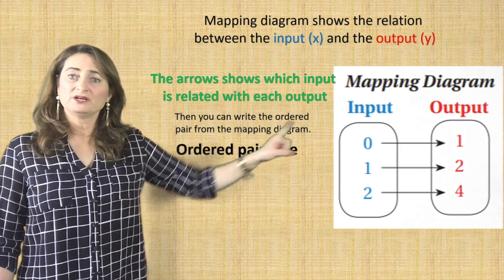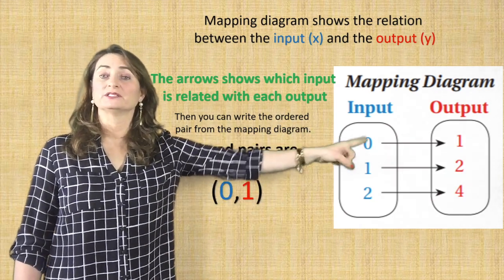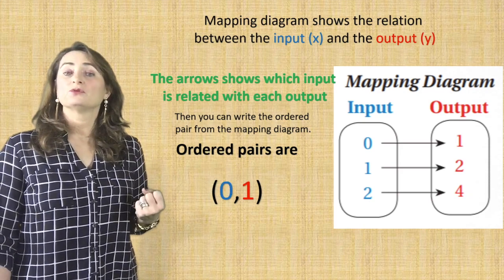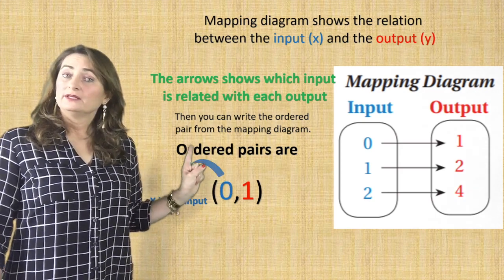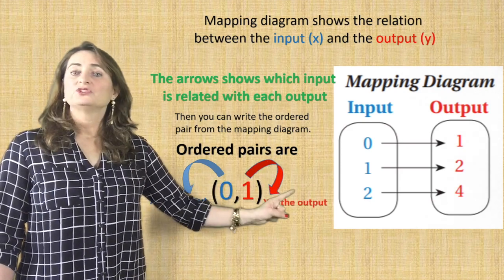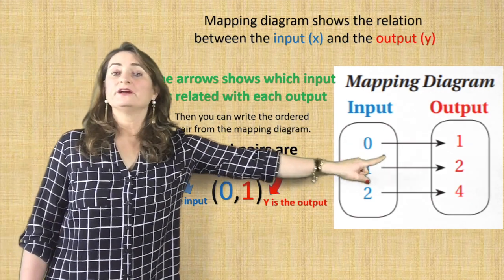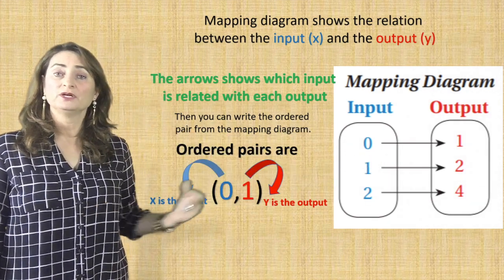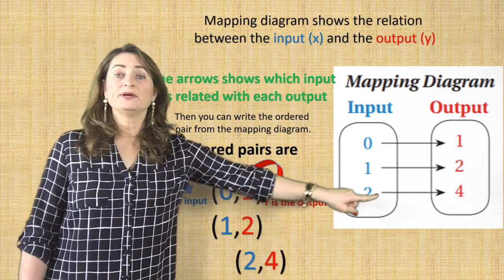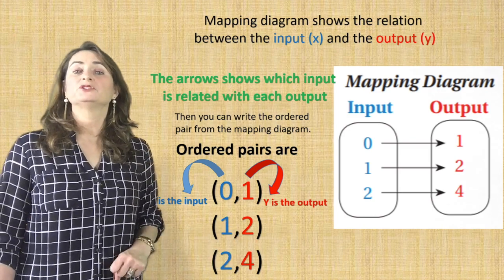Watch how the input 0 has an output of 1 because the arrow from the input 0 is pointing toward the output 1. So I can write it as an ordered pair (0, 1), where 0 is the X, which is the input, and 1 is the Y, which is the output. Now the input 1 is paired with the output 2, so the ordered pair would be (1, 2). The input 2 is paired with the output 4, so as an ordered pair it'll be (2, 4).